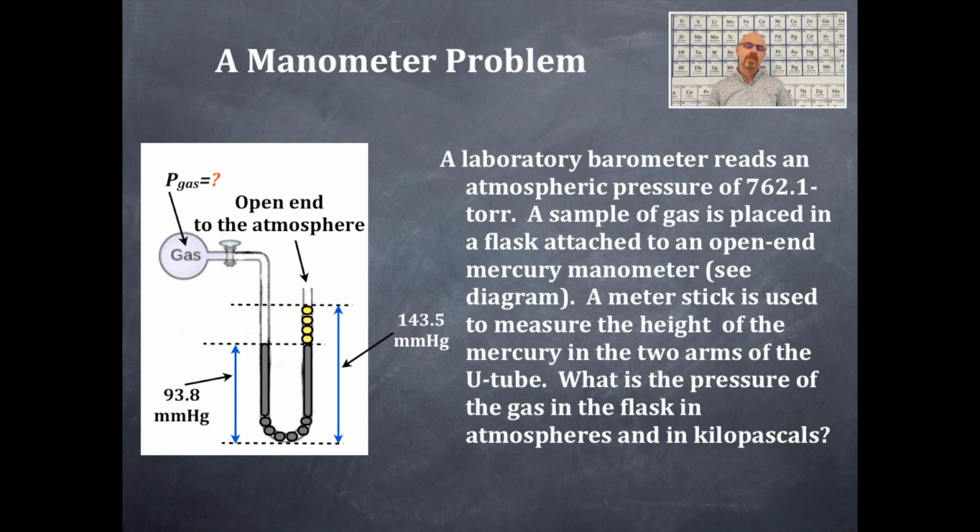Then a meter stick is used on the right-hand side of that U-tube to measure 143.5 millimeters of mercury. A meter stick is used on the left-hand side of the U-tube at 93.8 millimeters of mercury. So you should see that there's atmospheric pressure pushing down on that U-tube, and yet there's gas inside the flask. And since the U-tube mercury is higher on the right-hand side, that means the pressure in the flask is greater than that of the atmospheric pressure.